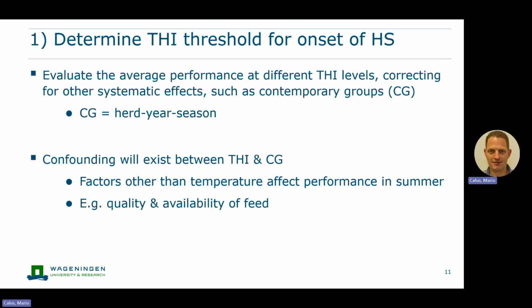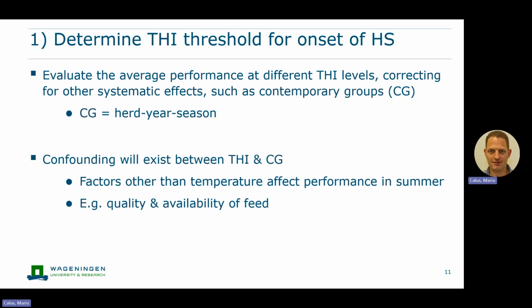If you do this, there may likely be some confounding. So in the summer, the temperature and humidity is going to be higher, but that's not the only thing that changes between summer and winter. If animals are grazing, maybe that may be better for them to some extent if they're outdoors in the summer. On the other hand, availability or quality of feed may be different in different seasons. So there may be some confounding between temperature humidity index derived effects, but also contemporary group effects. That's something to be aware of.